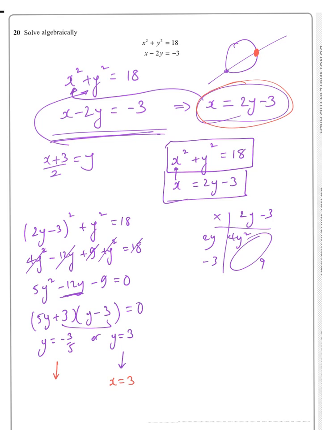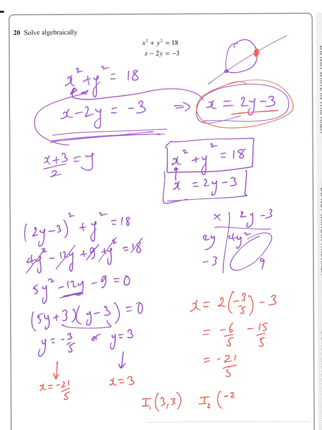Now, we can always have a look at y equals minus 3/5 in the same way, because we have x is twice what y is from here. Minus 3, so we're going to have minus 6/5 minus 15/5, which is minus 21/5. So I would give my answers as intercept 1 would be 3, 3, and intercept 2 would be minus 21/5, minus 3/5. So that'd be my answers.